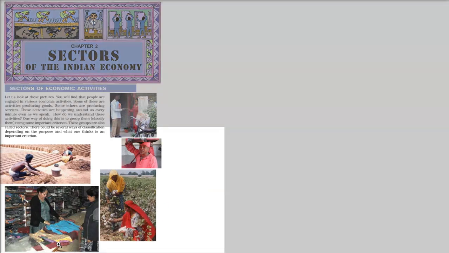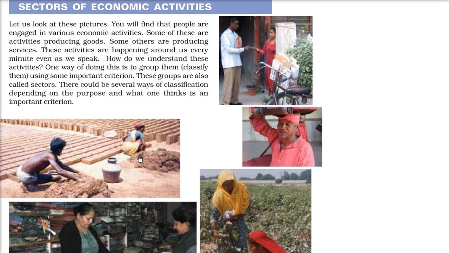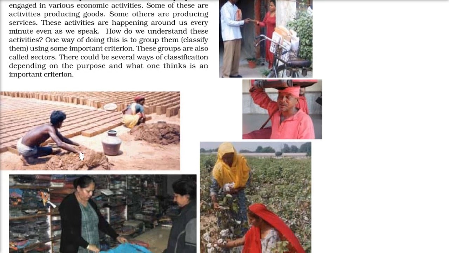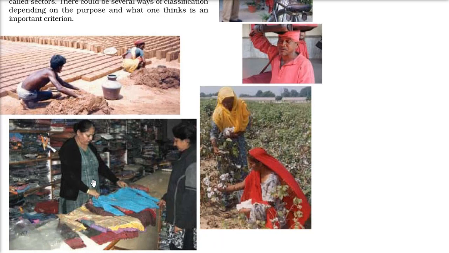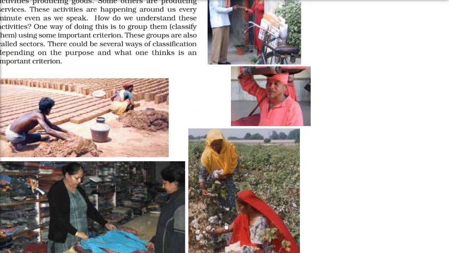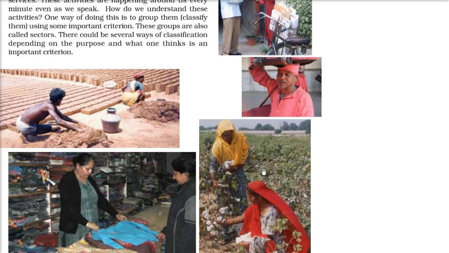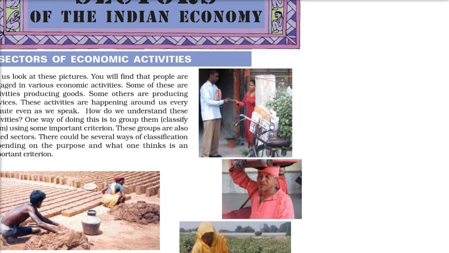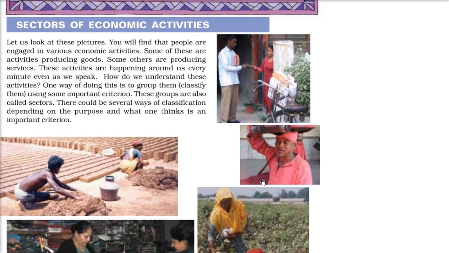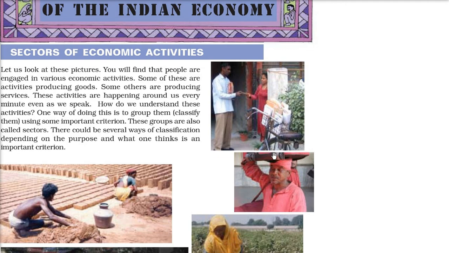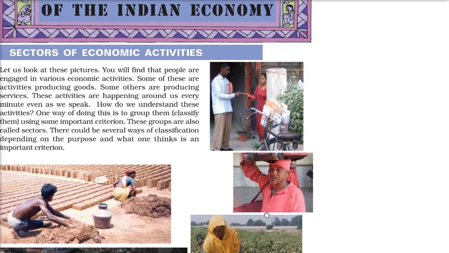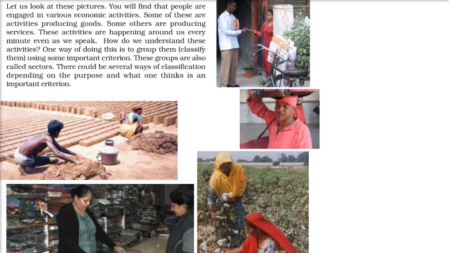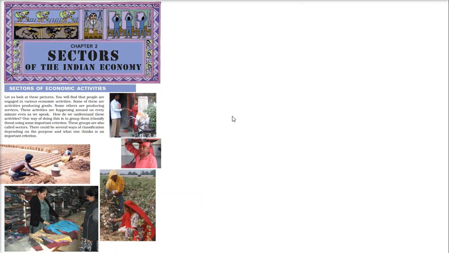Here you witness different kinds of people doing different kinds of work. For example, here some brick making is going on, some selling is going on, here some cotton cropping, and here is a coolie and a newspaper vendor. Everyone has a different idea of development, which we have already seen. So everyone is doing some work because they have to earn their livelihood.